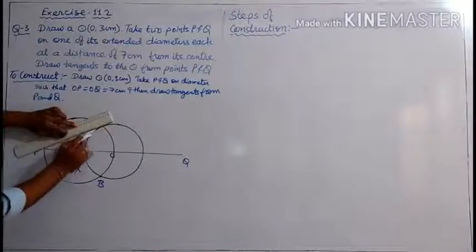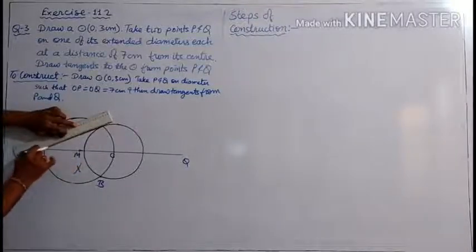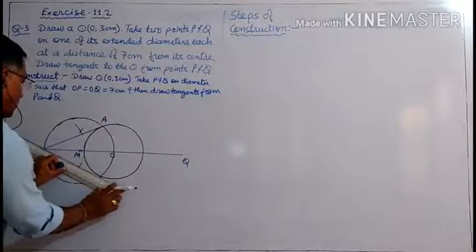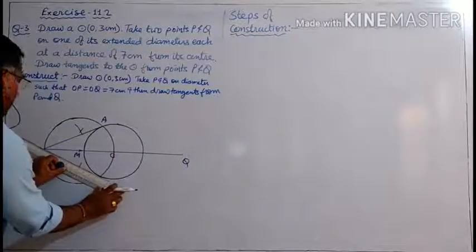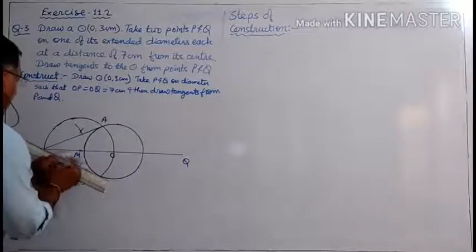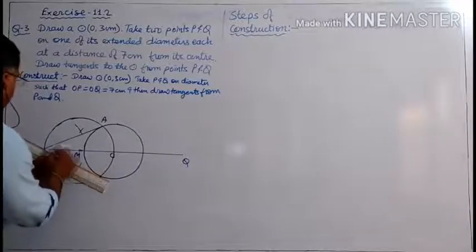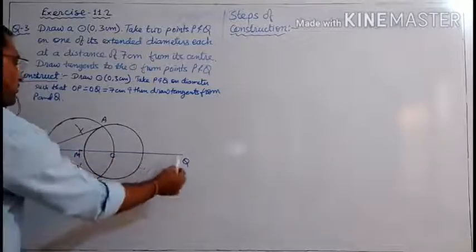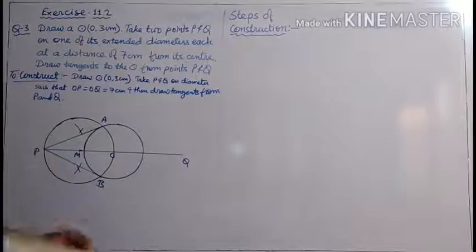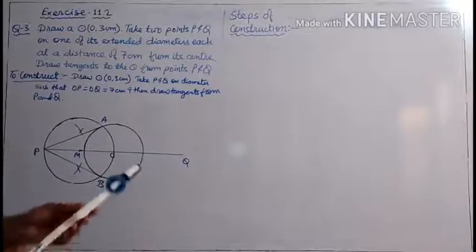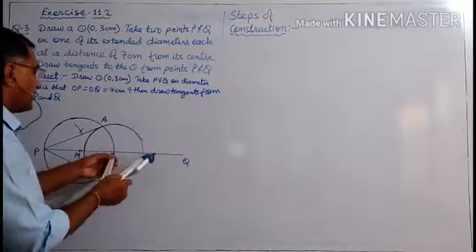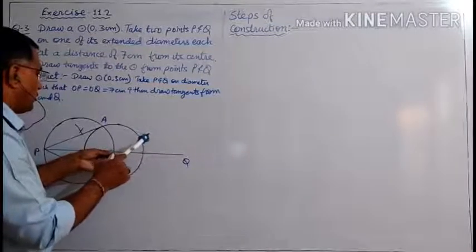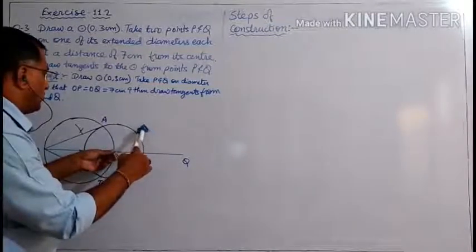Similarly, we have to draw tangents from point Q in the same manner. That is, first of all, we have to go for the perpendicular bisector, or get the midpoint of OQ. That is the perpendicular bisector of OQ. So let us get the midpoint. To get this midpoint, we have to draw arcs in both the semiplane.